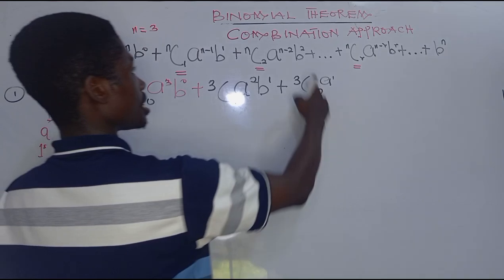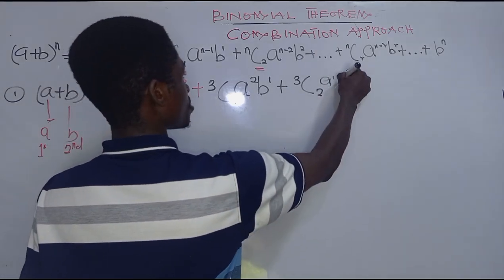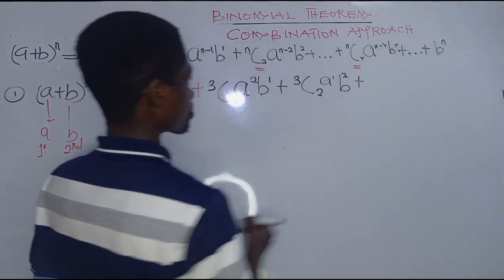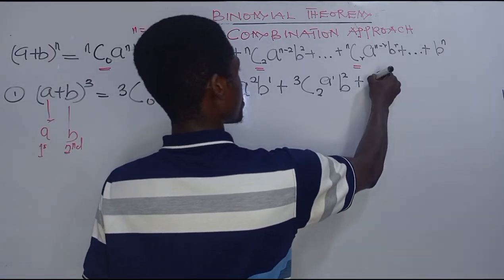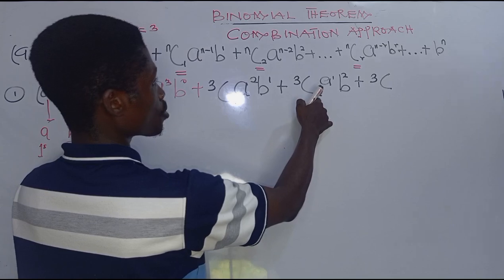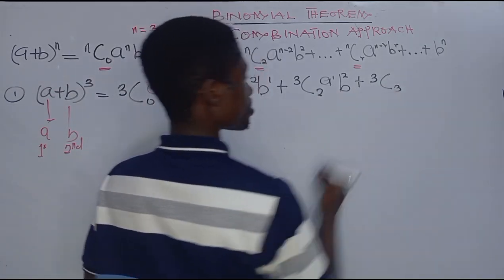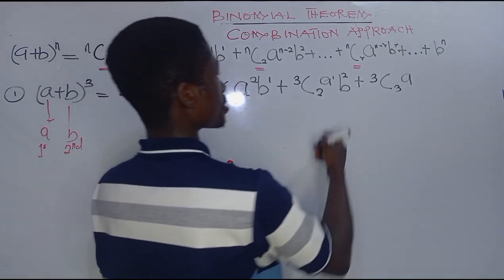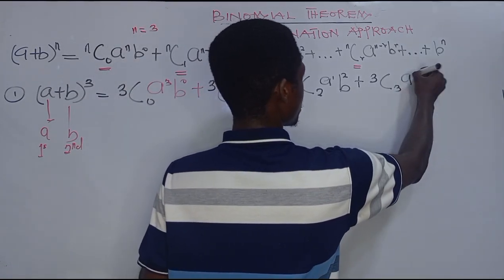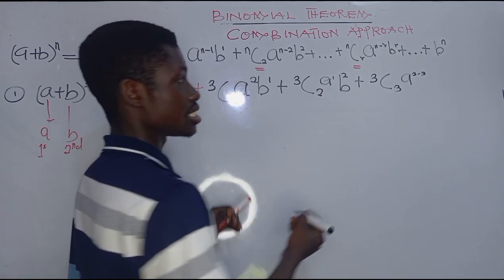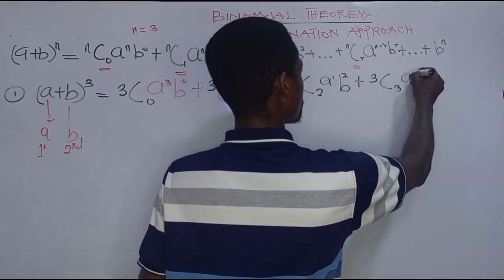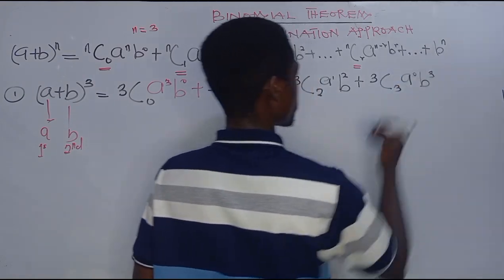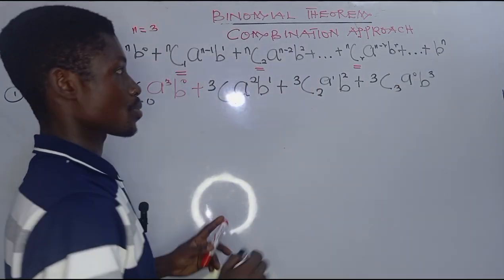And then we have B raised to the power 2. Very easy. And then we have plus 3 combination. So from 2 we move to where? 3. And then we have A raised to the power 3 minus 3, which will give us 0. So A raised to the power 0. And then B, from 2 we move to where? 3. That is that. We are done with it.